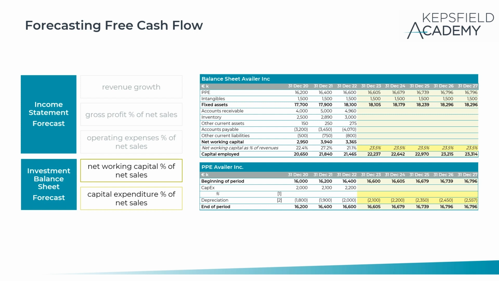The same applies to the projection for net working capital and capital expenditure. In a simple model, this balance is often forecasted based on the ratio to net sales. We will go over this in more detail based on a case example.